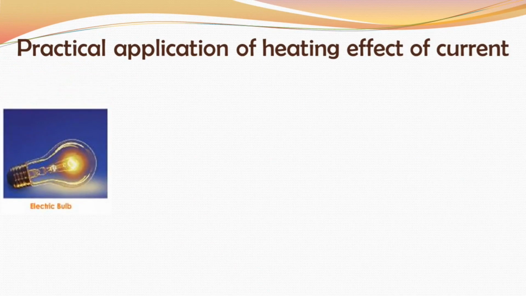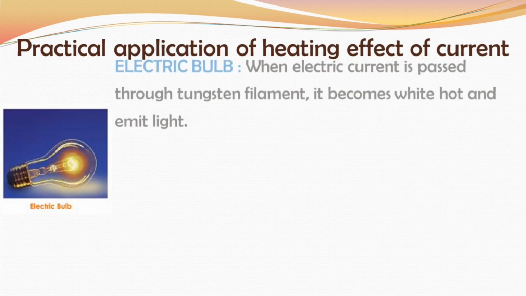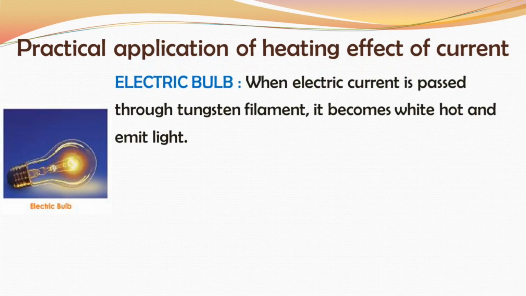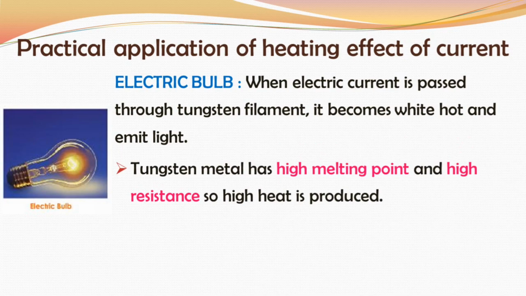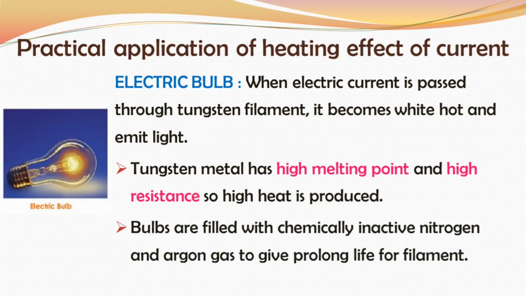Electric bulb. In a filament bulb, when electric current passes through the tungsten filament, it becomes white hot and emits light. Metallic tungsten is used as the material to make the filament because it has high melting point and high resistance, so high heat is produced when electric current passes through it.